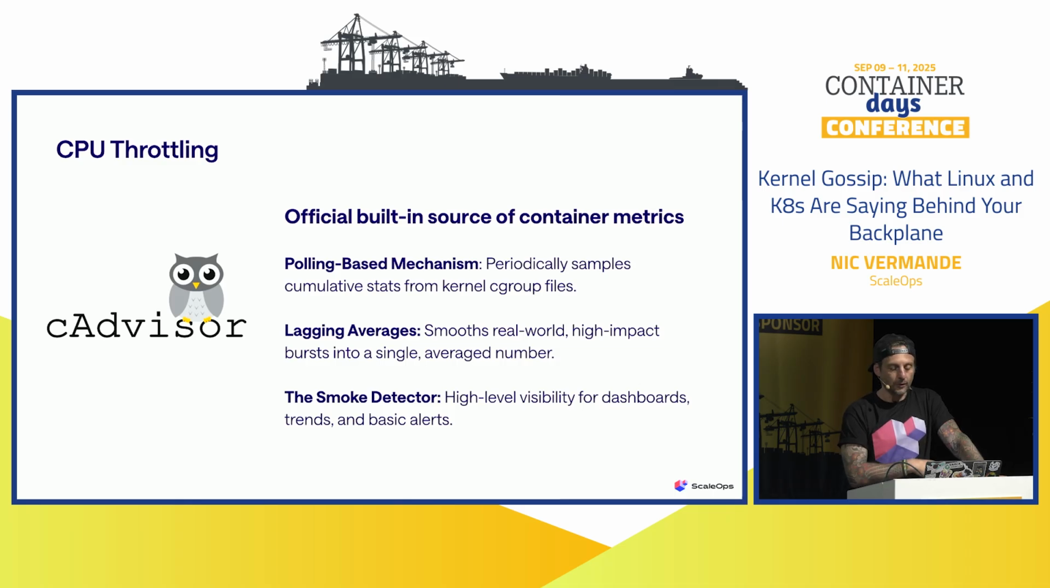So, for example, a brutal 6-second, 100% throttle will eventually look the same as a gentle 10% throttle if you consider a whole minute, which may not be relevant for the performance degradation your application just had, right? So you can think about it as a smoke detector. It's perfect for high-level dashboards, long-term trend analysis, and basic alerting. And it reliably tells you that there is a fire somewhere, but not in which room, right? If we want to make that particular analogy.